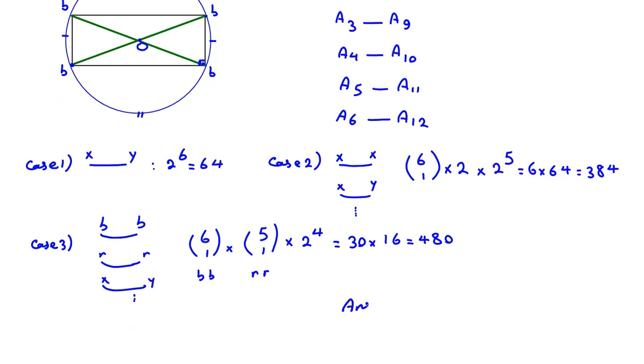And the answer is the sum of all these: 64 plus 384 plus 480. 0 plus 4 plus 4 is 8. 8 plus 8, 16, plus 6, 22, we have 2. 2 plus 4, 6. 6 plus 3, 9.